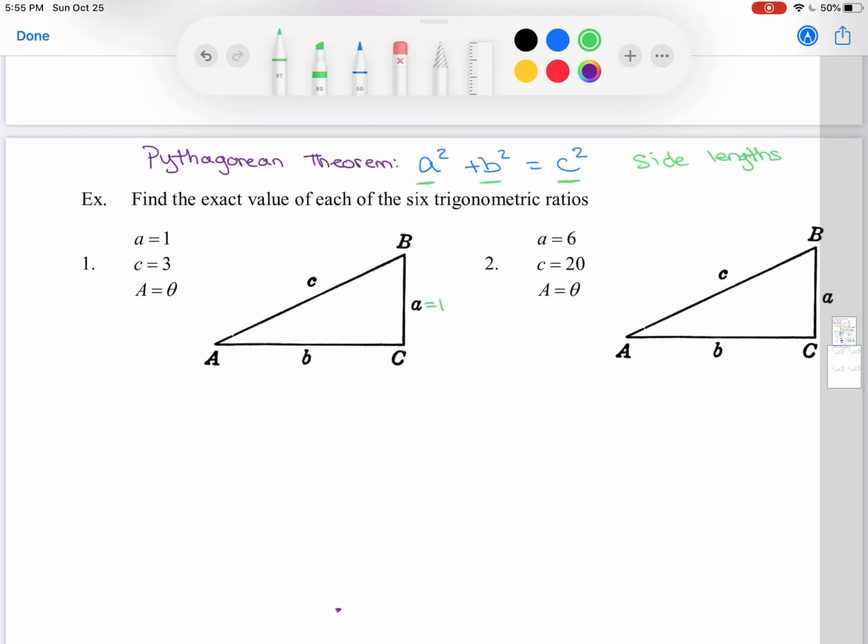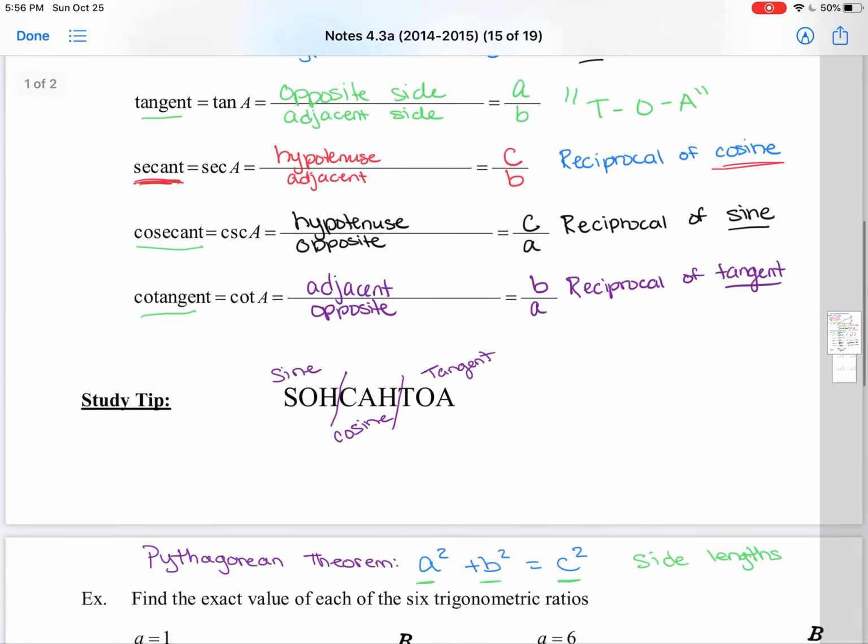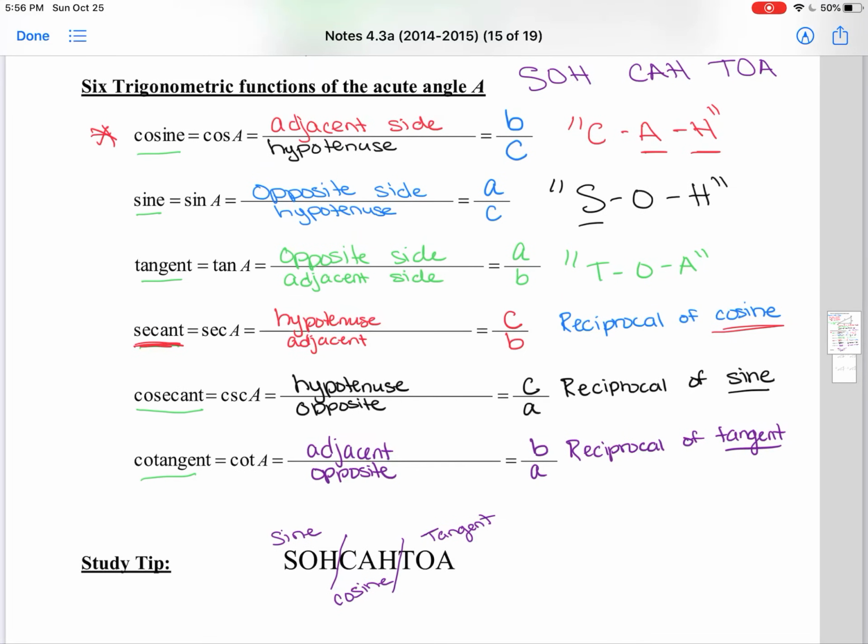So if you look at example 1, I gave you 3 parts of information. I told you that lowercase a equaled 1. So let's just add that in. As soon as we get information, let's add that in. And then lowercase c equals 3. And then we're going to say that capital letter A is my theta. That's the angle that I'm going to reference when I do my 6 trigonometric ratios. Okay? And of course, we know that this is a right triangle. It's not explicitly stated to us, but for this purpose, I will tell you this is a right triangle.